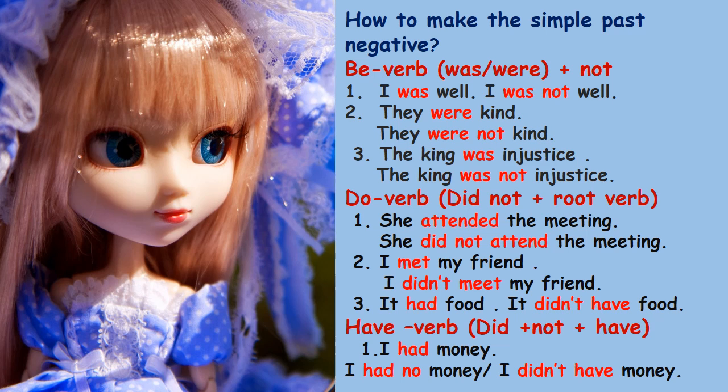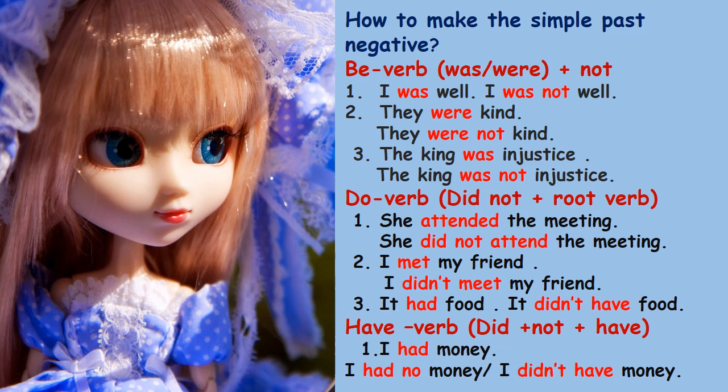So the negative sentence is she did not attend the meeting. I met my friend is the affirmative sentence. Met is the past verb. This can be divided into did plus meet. So the negative sentence is I didn't meet my friend.